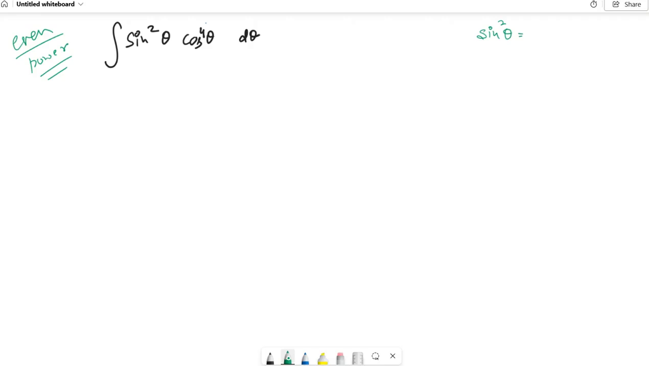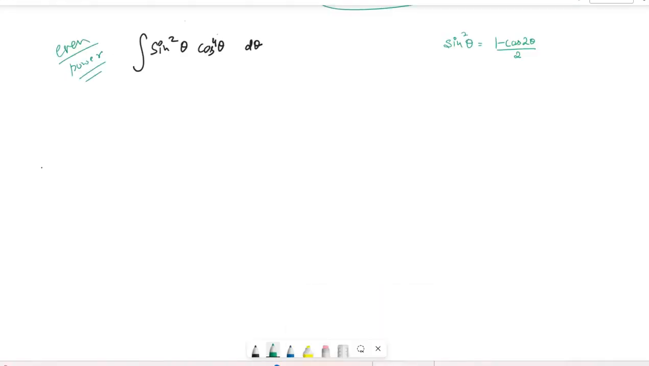Sine square theta is (1 minus cosine 2 theta) by 2. So that's a double angle formula to convert sine square into double cosine angle. And then there is a formula for cosine square theta, which is (1 plus cosine 2 theta) by 2. These are really important double angle formulas. We can use them to solve our question here.